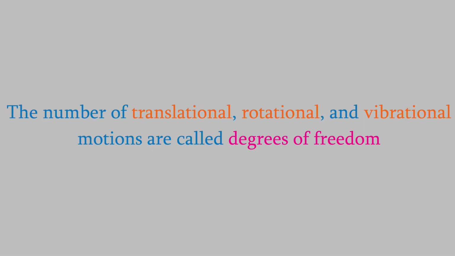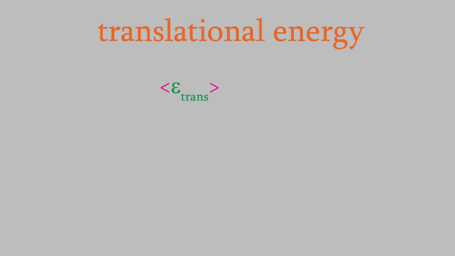To understand degrees of freedom, it's easiest to start by thinking about the energy that arises from each of the three types of molecular motion: translations, rotations, and vibrations. Let's look at translational energy first. It turns out that the average translational energy in one dimension is 1/2 times kB times T.